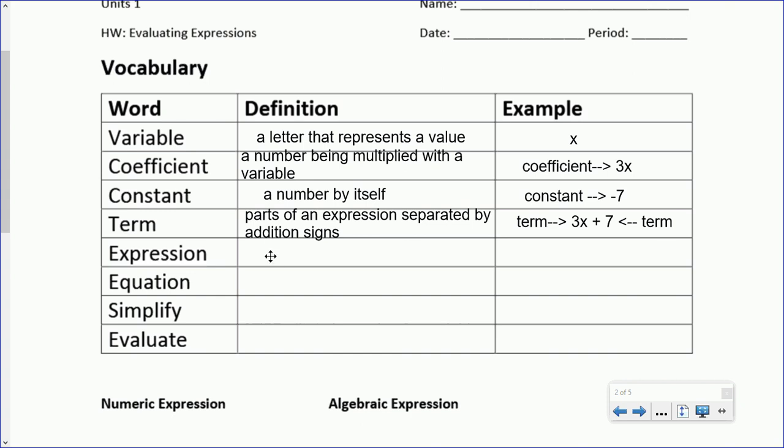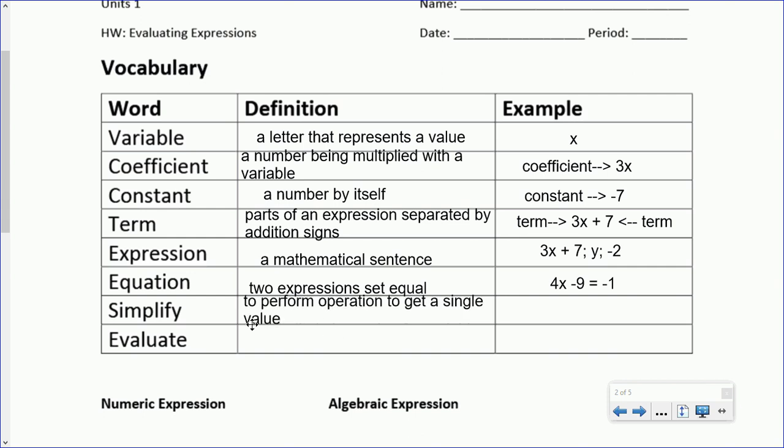An expression is a mathematical sentence. We already did it. So 3x plus 7. A single variable by itself can be an expression. A single number by itself can be an expression. It's just math. An equation is two expressions that we set equal to each other. So the only difference between an expression and an equation is that the equation has an equal sign.